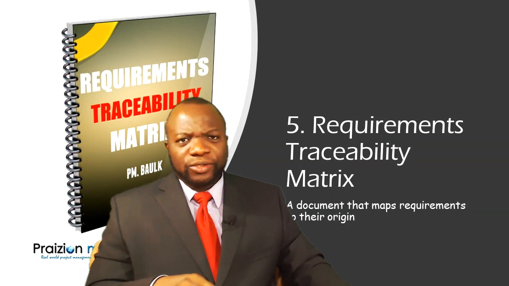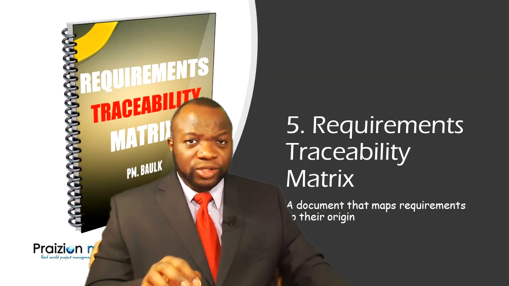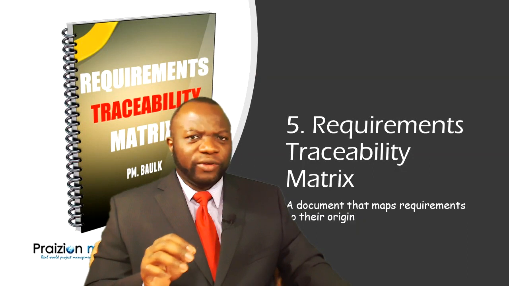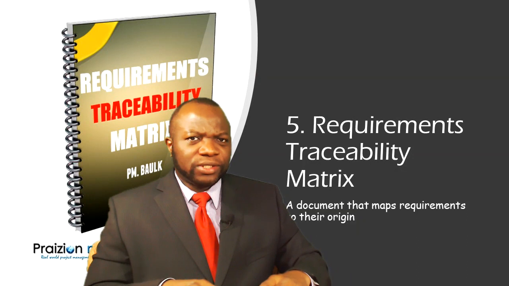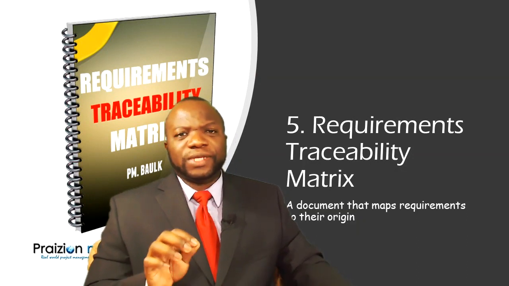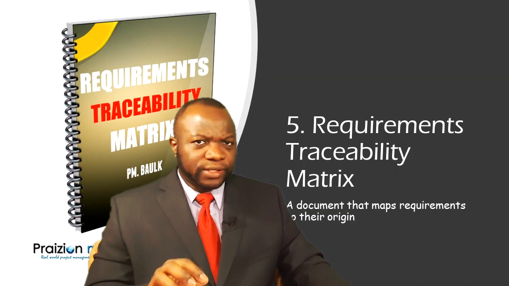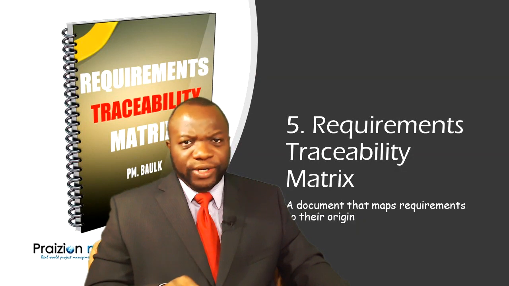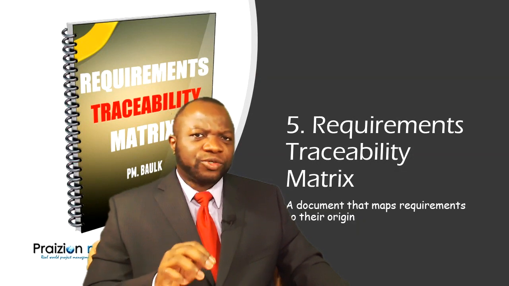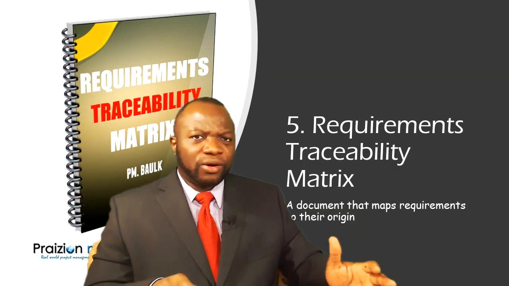Today, we're talking about a tool I have found to be phenomenal in managing projects, software projects. Now, before we get into it, let me excuse my loose language by calling it a tool. This is actually an output of the collect requirements process. It's called a requirements traceability matrix. The requirements traceability matrix is a document that tracks requirements to their origin.